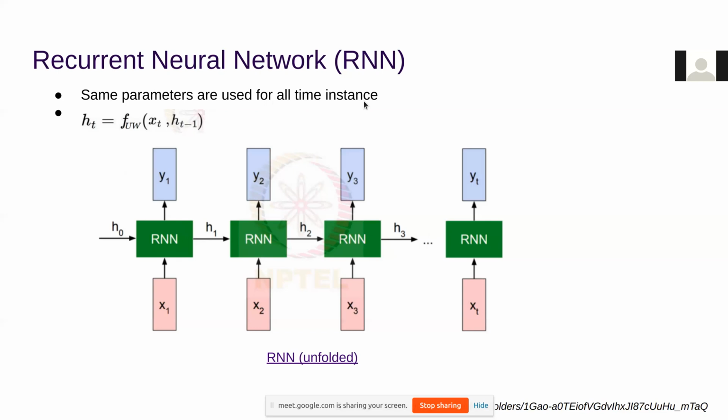This means that for computing any HT, the same parameters U and W will be used, as well as the same function. The only thing that will change will be this XT and HT minus 1, depending on the time we are computing it. So if you are computing at H3, it will be X3 and H2. If you are computing at H4, it will be X4 and H3. But the parameters U and W will remain the same. The function F will remain the same.